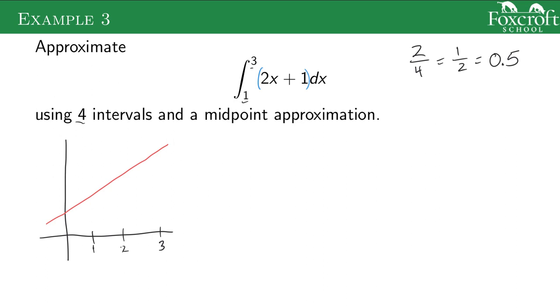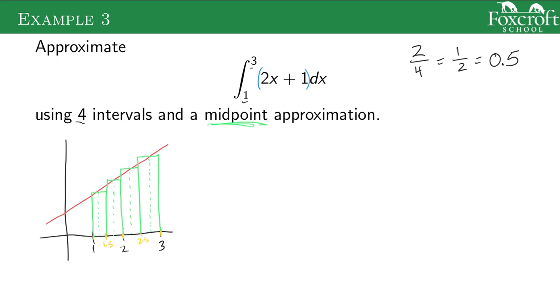My first interval is going to go from 1 to 1.5, then 1.5 to 2, 2 to 2.5, and then finishing at 3. That gives me the intervals for each rectangle. And then we're doing a midpoint approximation. For each of these intervals, I'm going to take the point in the middle, and that gives me the height of my rectangle. I'm just going from the middle of each interval up to my graph, and that gives me the height. That is what my midpoint approximation is going to look like.